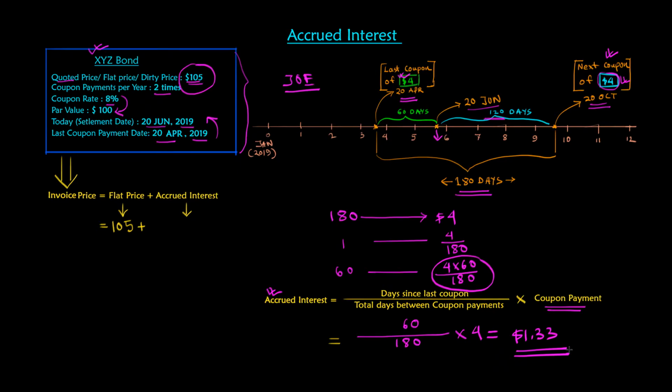All right, so when you buy this bond, you need to pay not only the flat price that is quoted, but also the accrued interest on this bond since the last coupon payment, and in our case that is $1.33. So add this to the flat price, and the total invoice price is $106.33. This is the price that you will actually pay to buy this bond today.